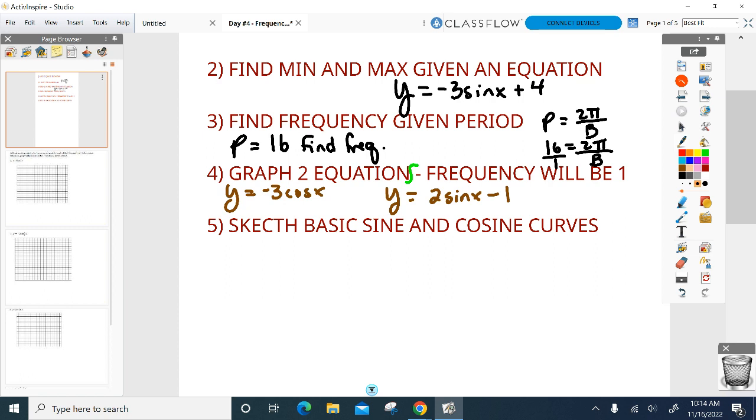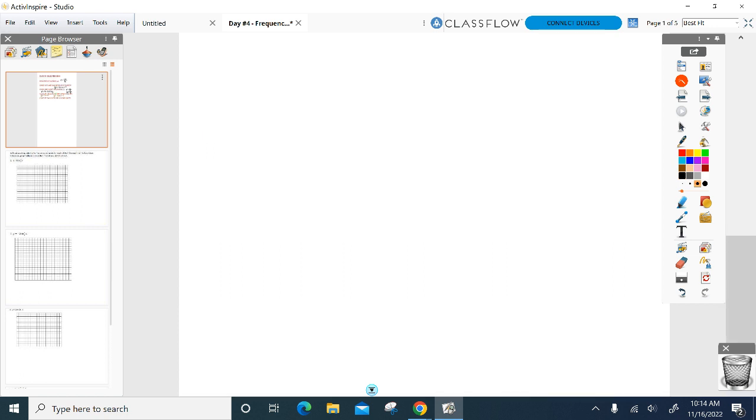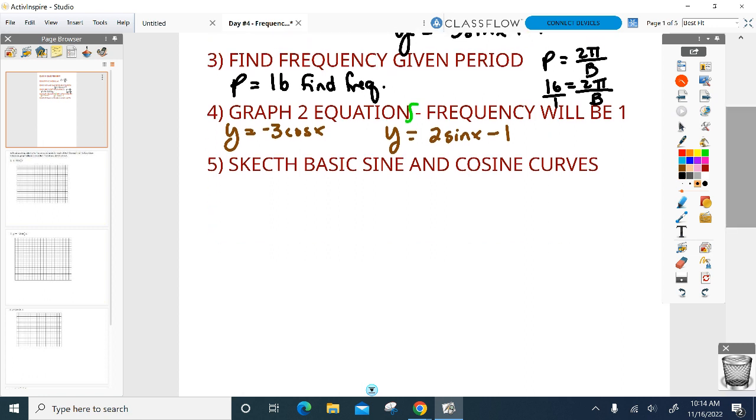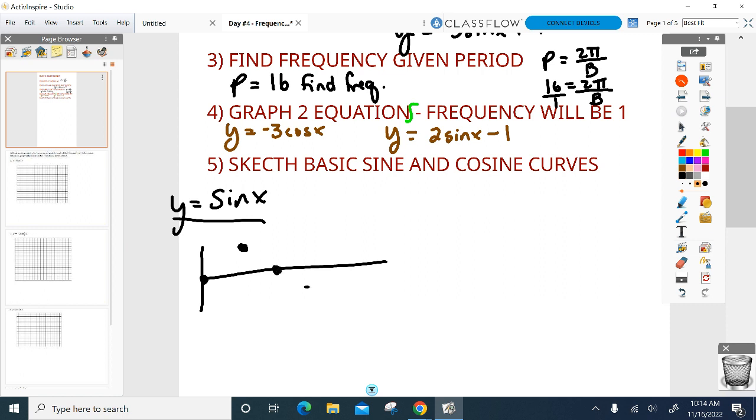And then finally, it's only one multiple choice question, but I want to make sure you're prepped for everything. What do I mean by sketch the basic sine and cosine curve? Where does sine start? Basic sine. No shift, no amplitude, nothing. Where's the base sine curve start? 0. Then goes where? Then where? And ends at where? 0.